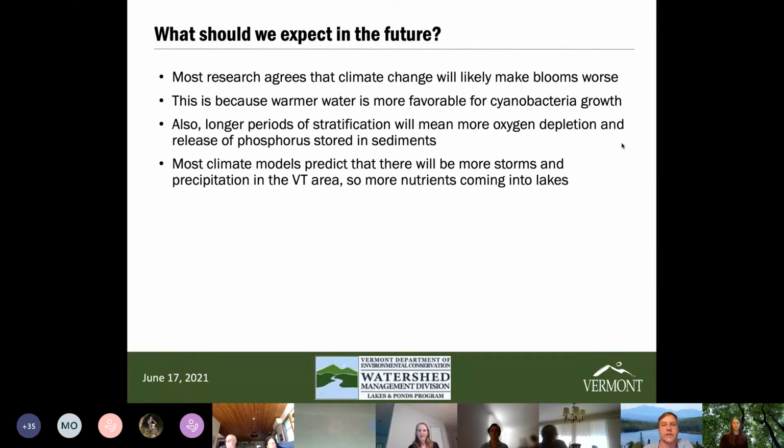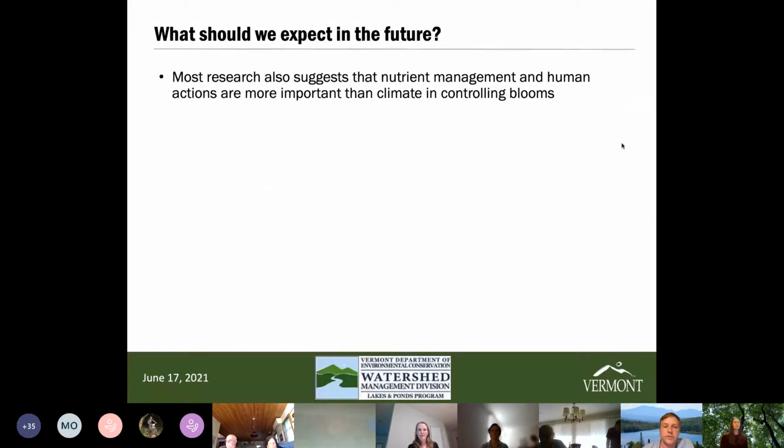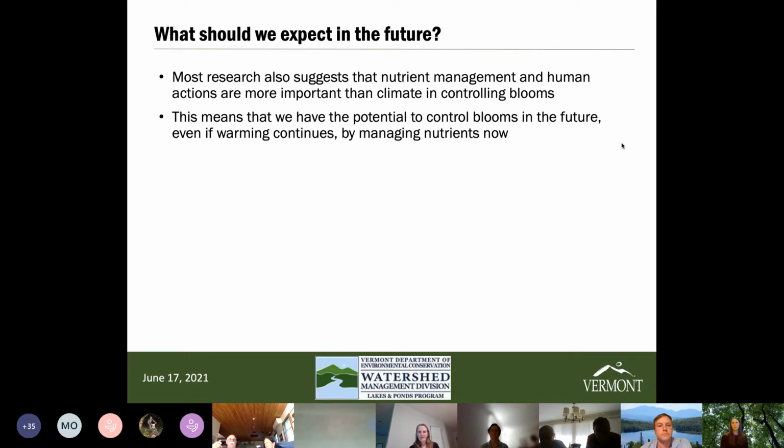And finally, most climate models predict that there will be more storms and precipitation in the Vermont area, so more nutrients coming into our lakes. So this is all the bad news. But the good news is that most research also suggests that nutrient management and human actions are much more important than climate in controlling blooms. So this means that we have the potential to control blooms even if warming continues by managing nutrients now.